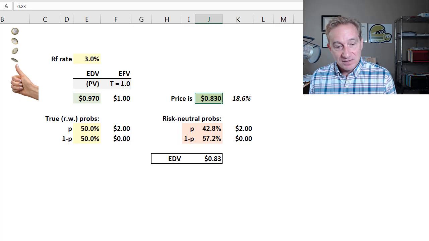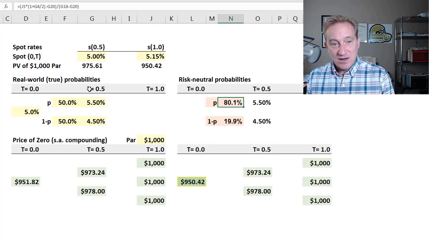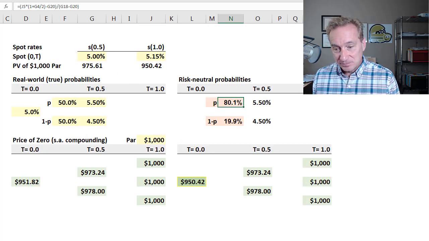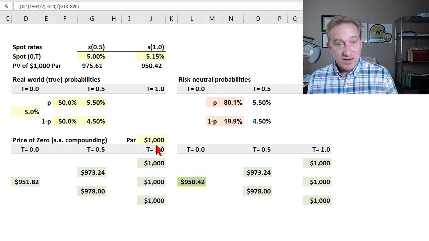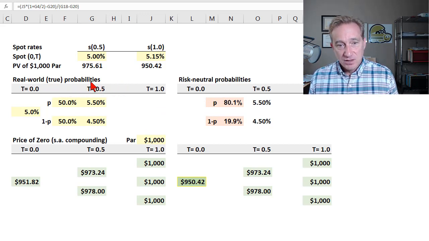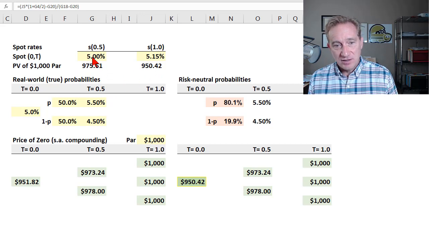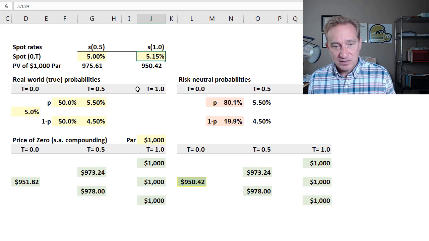Okay, having done that, having defined them, we can now go to Tuckman's example. And we've done the hard part, really, by defining the risk-neutral probabilities. Now the scenario is we have a zero coupon bond with 1 year to maturity, and we're provided a very short spot rate curve here, also called zero rates. So it's slightly upward sloping, 5% and then 5.15%.